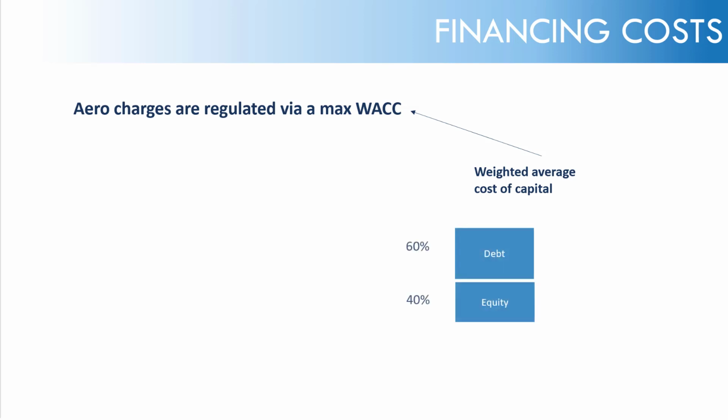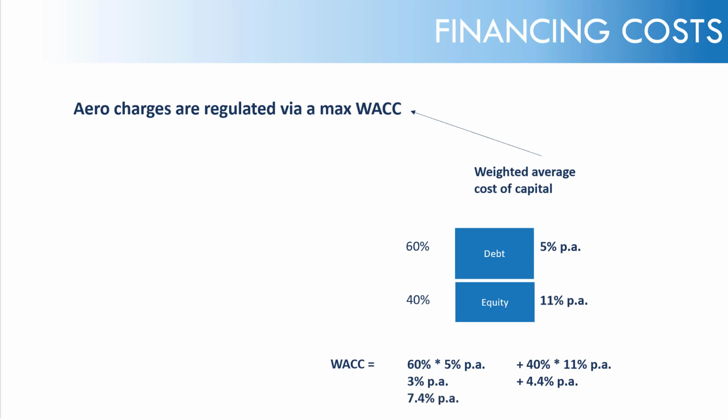Let's say debt makes up 60% of the capital structure, with equity 40%. If the debt rate is 5% per annum, so the cost of debt, so the interest rate, and the cost of equity is 11% per annum, this is how we do the WACC calculation. And by the way, we're ignoring tax effect here, so it's a simple WACC calculation. 60% debt times 5% per annum cost of debt, plus 40% equity times 11% cost of equity is 3%, plus 4.4% is 7.4% for this example.